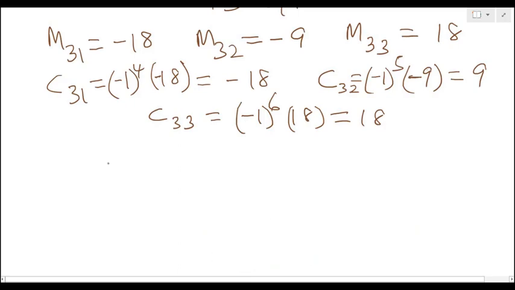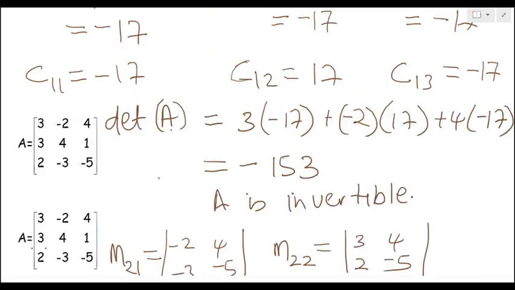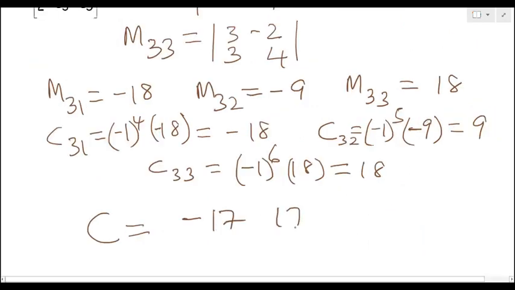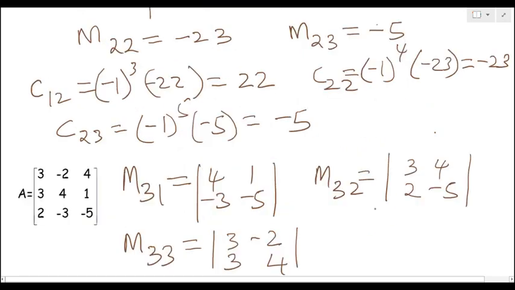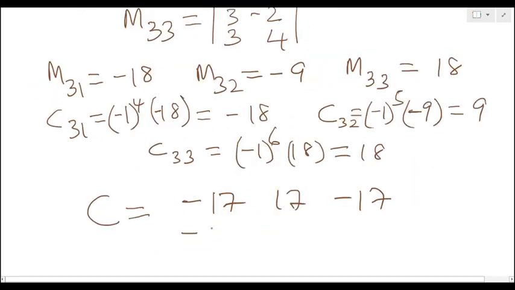Thus, the matrix of cofactors C is equal to minus 17, 17, minus 17; 22, minus 23, 5; and lastly, minus 18, 9, and 18.